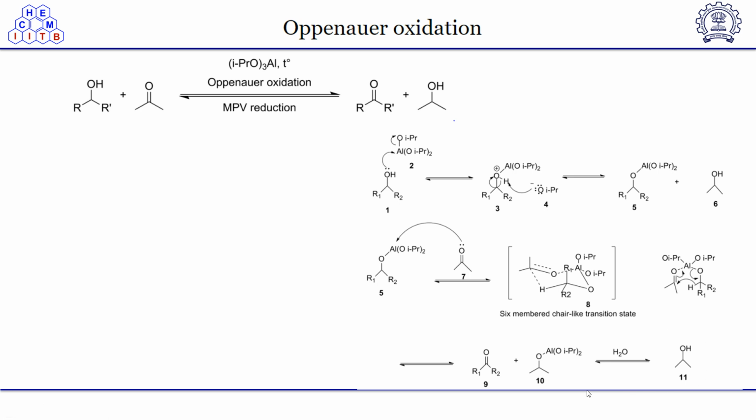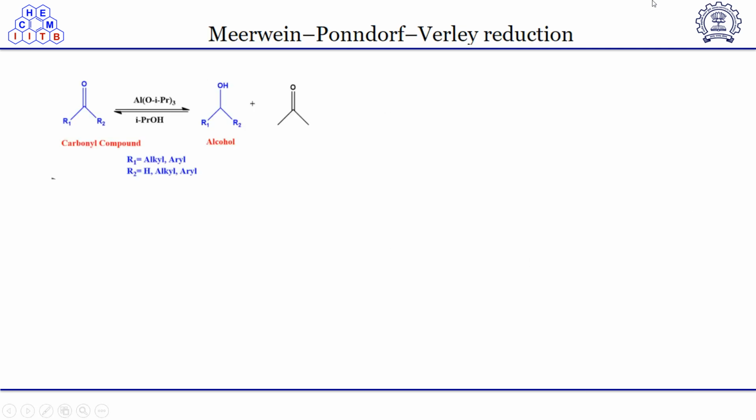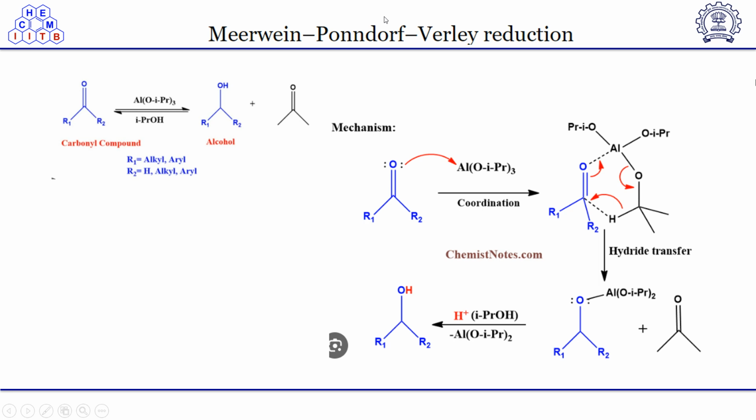So this is known as Oppenauer oxidation, and the reverse of this reaction is known as MPV reduction. That is, this compound on treatment with isopropyl alcohol gives the reduced alcohol, with acetone as the byproduct. So this is Meerwein-Ponndorf-Verley reduction, and the mechanism is like that. First, aluminum triisopropoxide coordinates with this oxygen, and then hydride transfer takes place to give this reduced alcohol.